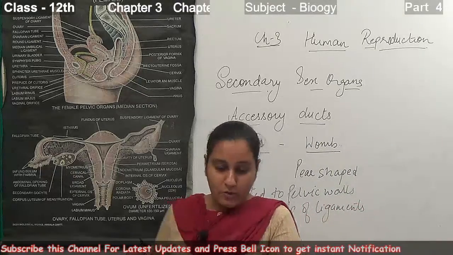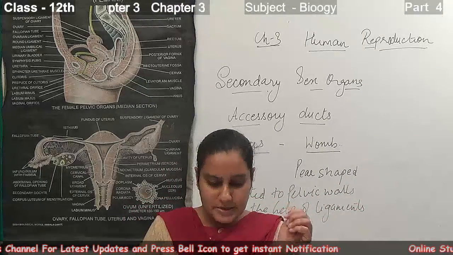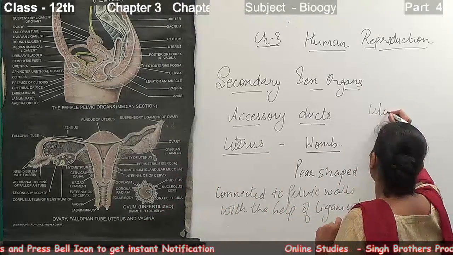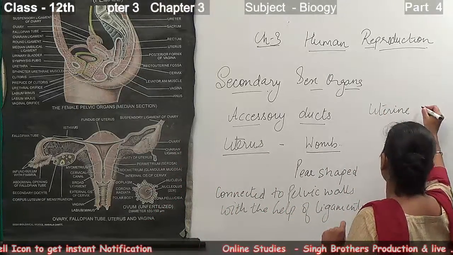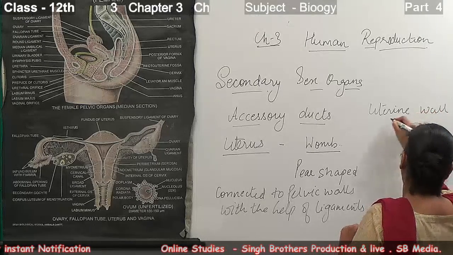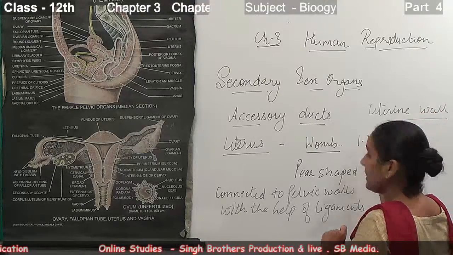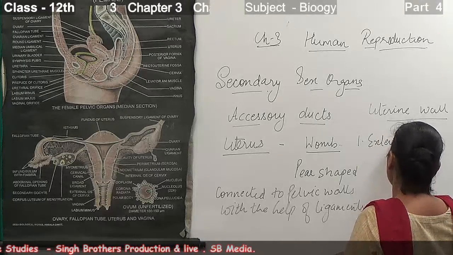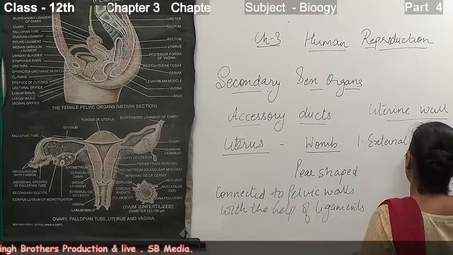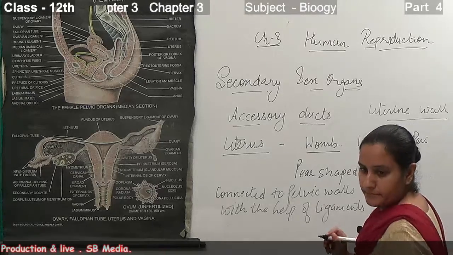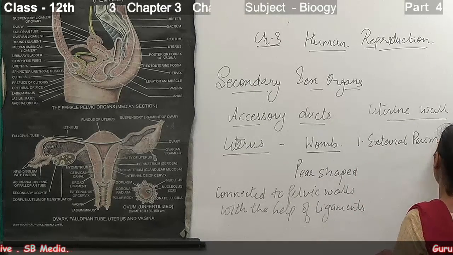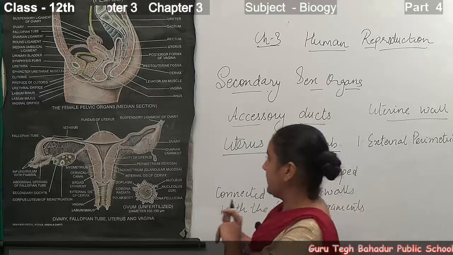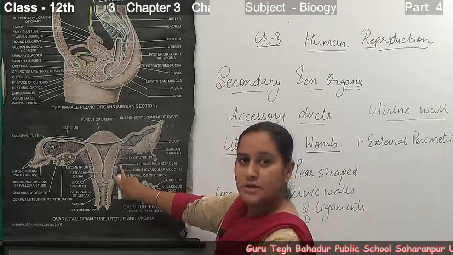Now the uterus wall, also called the uterine wall, consists of 3 layers. The first one is the external perimetrium. Have a look at the diagram. Here it is, the external perimetrium.